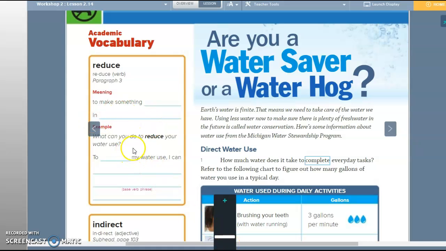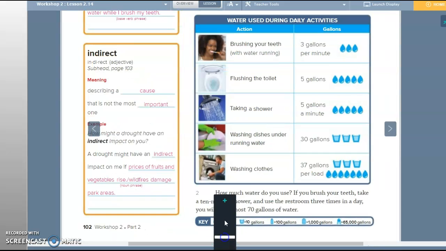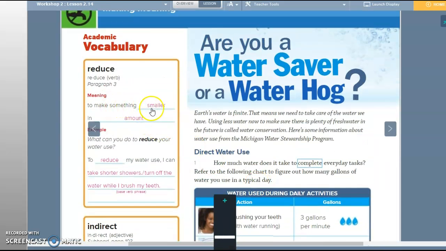What can you do to reduce your water use? To reduce my water use, I can blank. Let's look at their responses. To make something smaller, I'm going to zoom in again so you can see. To make something smaller in amount. What can you do to reduce your water use? They said, to reduce my water use, I can take shorter showers, turn off the water while I brush my teeth.